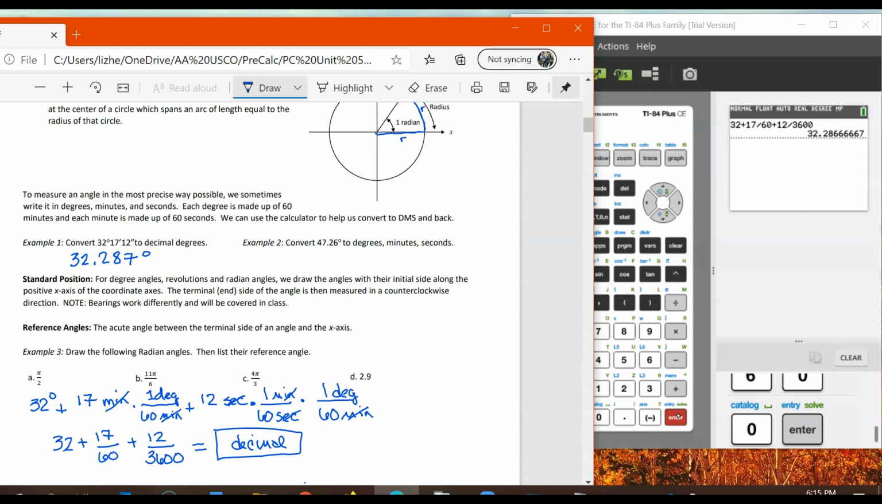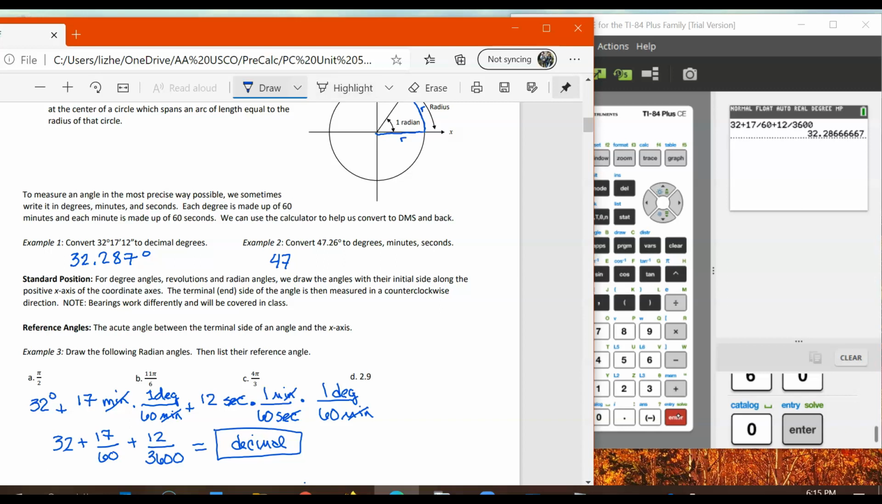Okay? So doing it the other way now, in example 2, we are given it in decimal degrees, and we want to convert it to DMS. So first of all, the 47 is your whole number. So the 47 stays as 47, right? And then we have this 0.26.